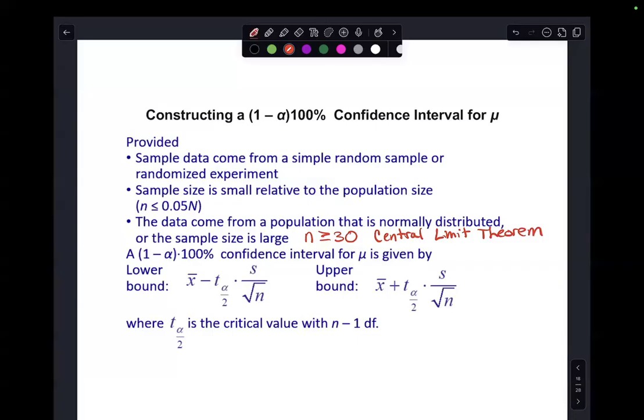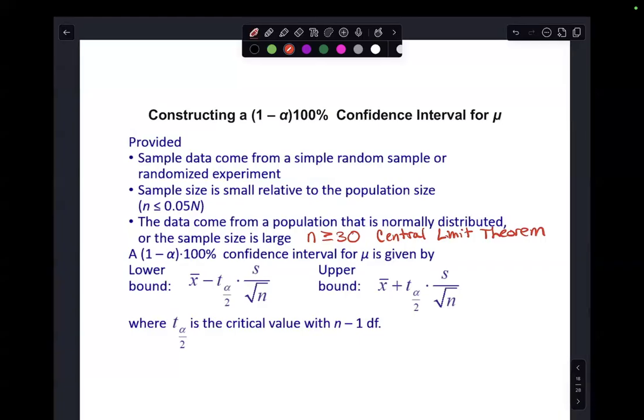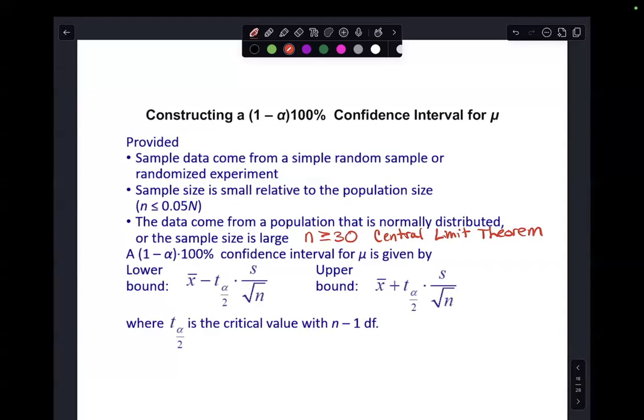Okay. So here's how we calculate the lower and upper bounds of our confidence interval. It's not exactly, but it's basically the same formula that we used for proportions. This T value is instead of our Z-score. And it's alpha divided by 2. So if I'm doing a 90% confidence interval, my alpha would be 0.1. You divide it in half, I'd use 0.05 to find my T value. We're going to use n minus 1 degrees of freedom. So you'll subtract 1 from the sample size when you're looking for that T value.